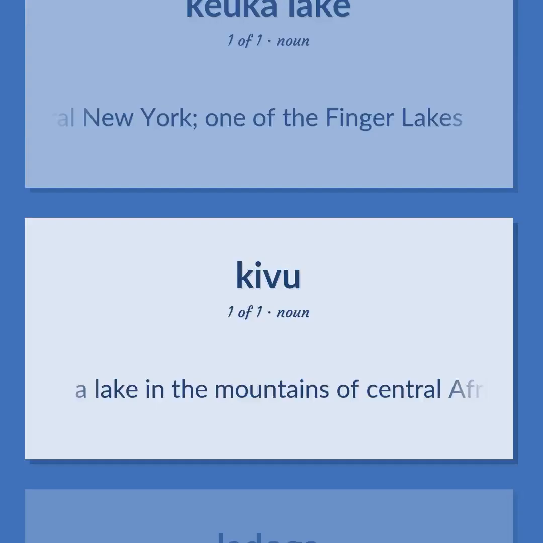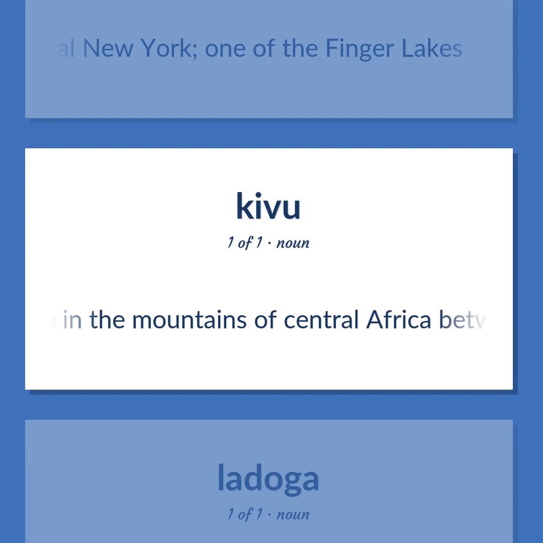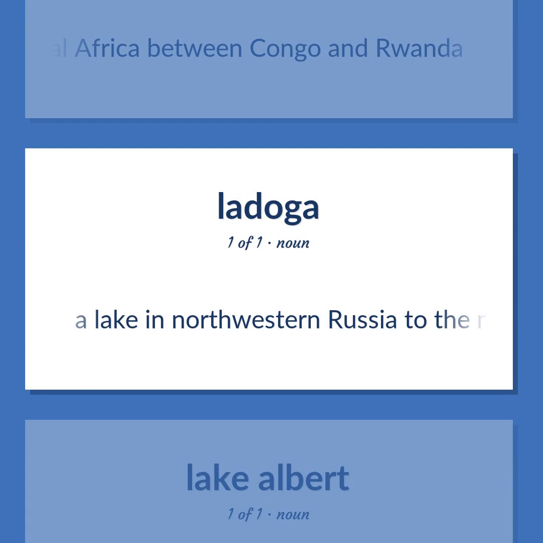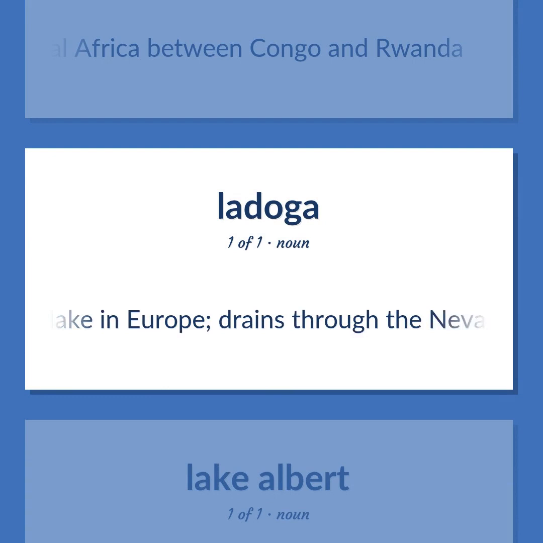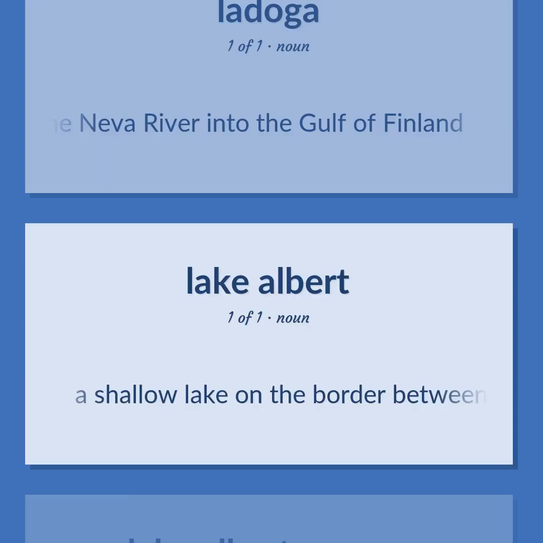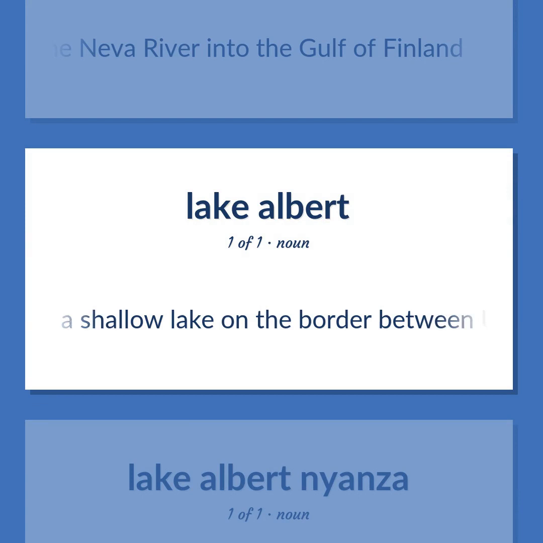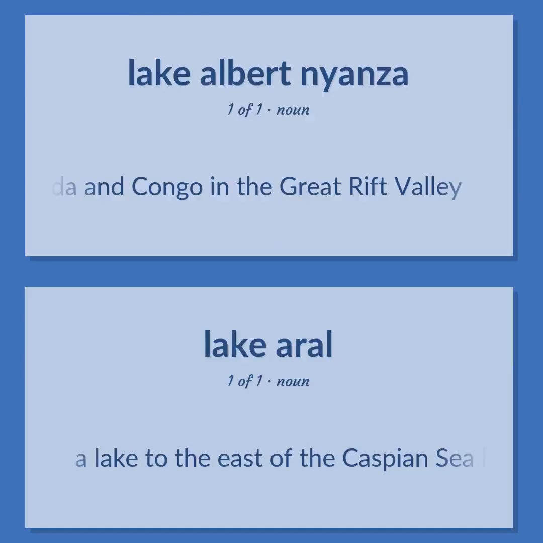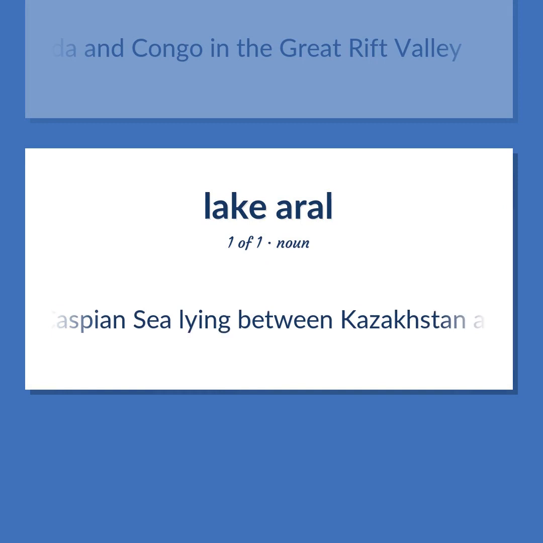A lake in the mountains of Central Africa between Congo and Rwanda. A lake in northwestern Russia to the north of St. Petersburg. The largest lake in Europe. Drains through the Neva River into the Gulf of Finland. A shallow lake on the border between Uganda and Congo in the Great Rift Valley. A lake to the east of the Caspian Sea lying between Kazakhstan and Uzbekistan.